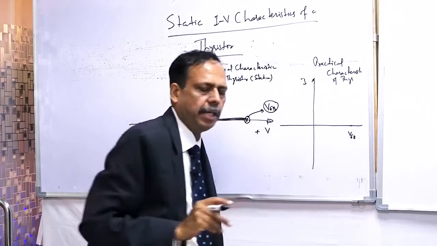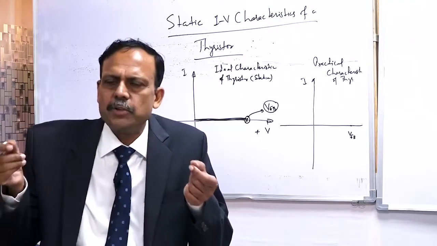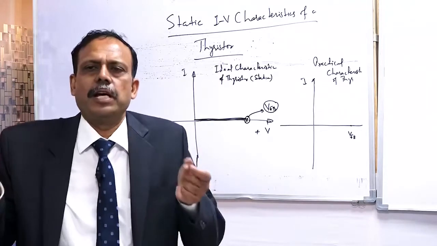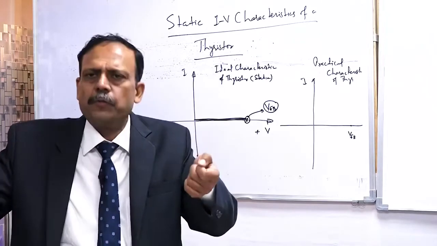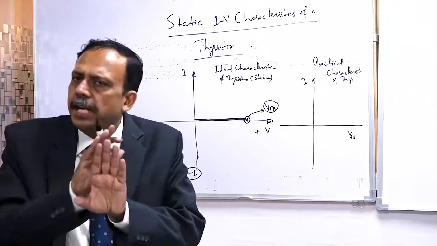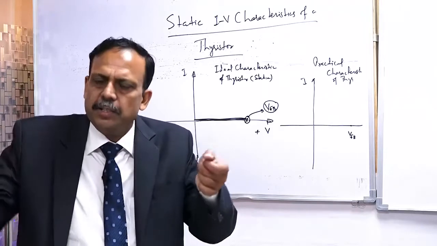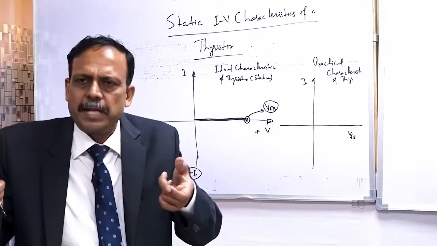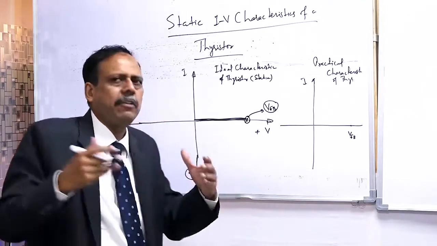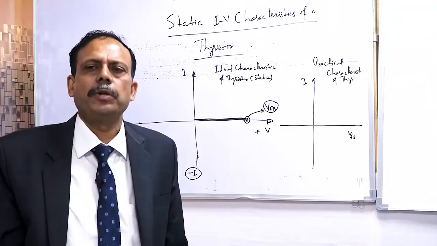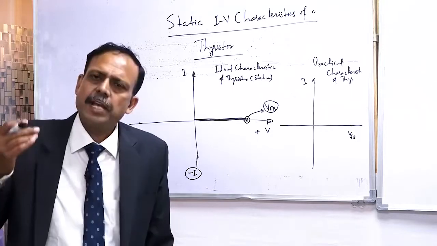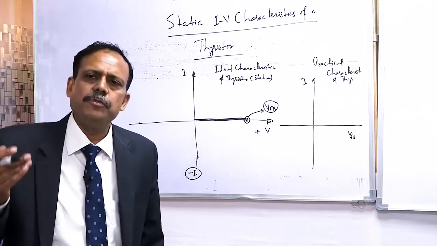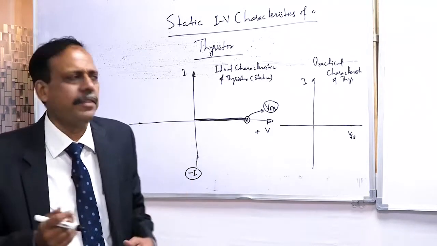If the forward voltage is applied, what are you expecting for a practical thyristor? Just think. If you apply a forward voltage across a thyristor in which the gate is not fired, it is not conducting. So what are you practically expecting? Ideally it was a straight line, practically how will it look? Whether there will be any forward leakage current, yes or no? For any insulator, if we apply voltage, some leakage current is there.